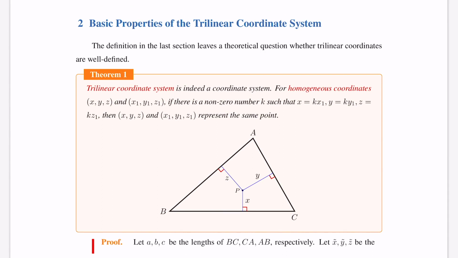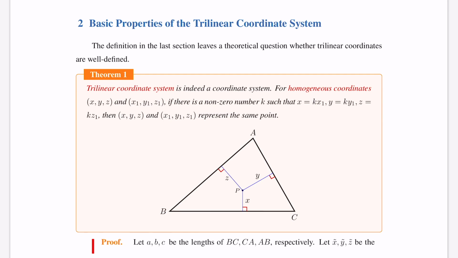Just think about the Cartesian coordinate system. We know that a pair of real numbers represents a point on the plane, and this correspondence is unique. Any point has unique coordinates, and any coordinates represent a unique point. You won't have the situation where one point on the Euclidean plane can be represented by two pairs of real numbers. That's simply not true. For the trilinear coordinate system, we want to prove the same result: any point can be represented by a unique trilinear coordinate.